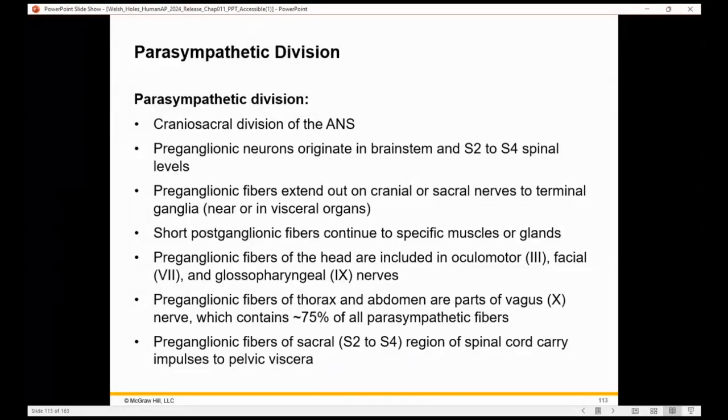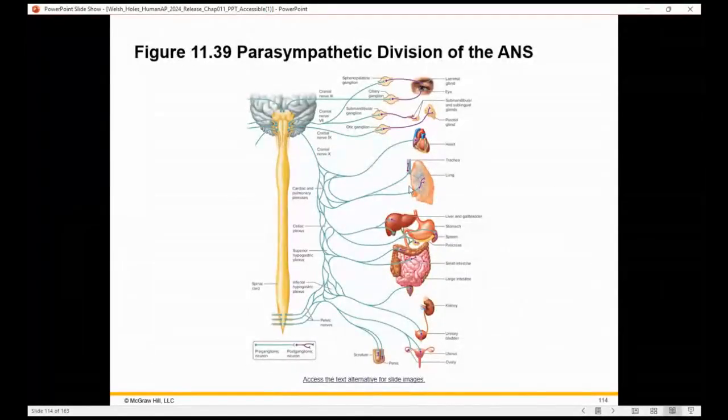The preganglionic fibers of the head are included in the oculomotor, number 3, facial, number 7, and glossopharyngeal, number 9, nerves. Preganglionic fibers of the thorax and abdomen are parts of the vagus, number 10, nerve, which contains about 75% of all the parasympathetic fibers. Preganglionic fibers of the sacral S2 to S4 region of the spinal cord carry impulses to the pelvic viscera. This figure shows you the parasympathetic division of the autonomic nervous system.